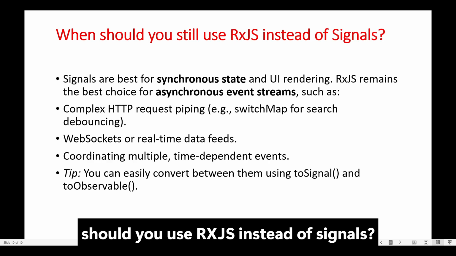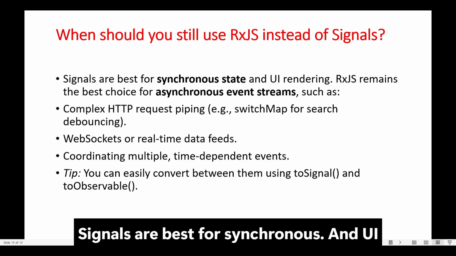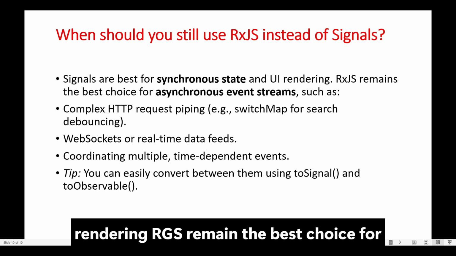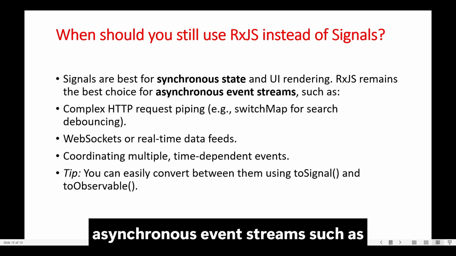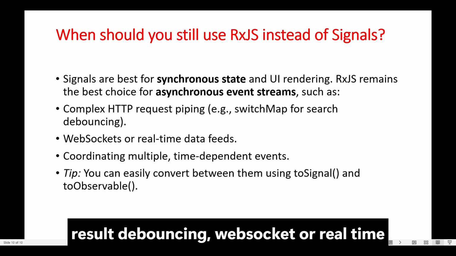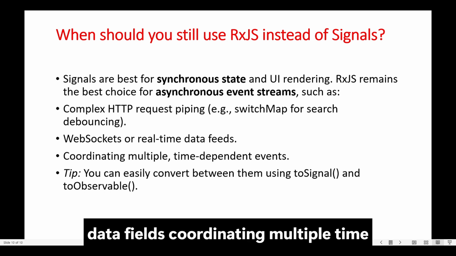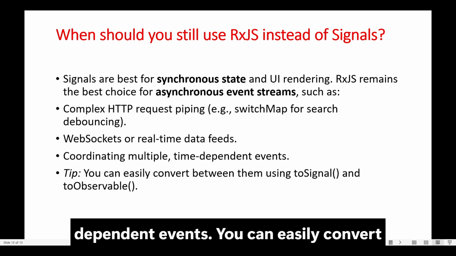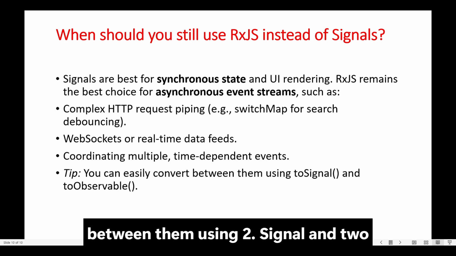Why should you use RxJS instead of signals? Signals are best for synchronous state and UI rendering. RxJS remains the best choice for asynchronous event streams, such as complex HTTP request piping, switchMap for debouncing, WebSocket or real-time data feeds, and coordinating multiple time-dependent events. You can easily convert between them using toSignal and toObservable.